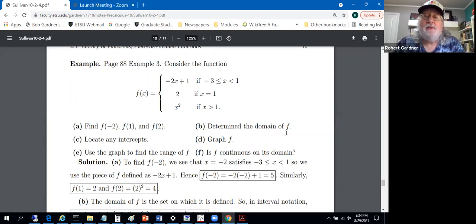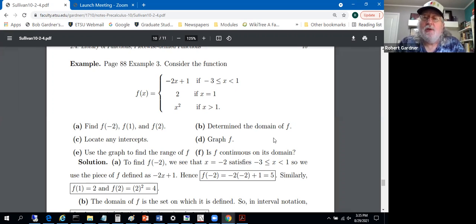Secondly, what about the domain? Intercepts, graph, range. Is it continuous on its domain? Finding ranges is hard unless you've got a graph. We'll graph this. You know how to graph this piece. That's a line with slope -2, y-intercept 1. You know how to graph that. There's a point. And you know how to graph y equals x squared, don't you? You do now. It's in your library of functions. So this is how we're using the library of functions.